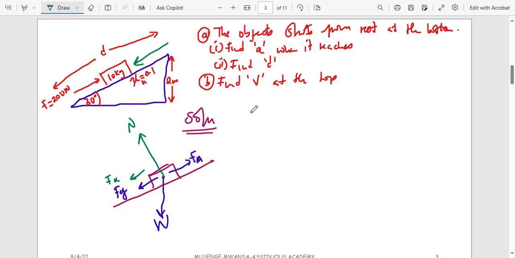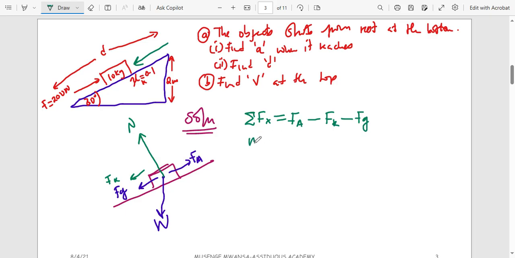Okay. So therefore, let's start with the net forces in the x direction. Let's start with the force that is taking us in the direction of motion. That is the applied force. Subtract the forces that are going in the opposite direction to the direction of motion. You have got Fk and you have got Fg.